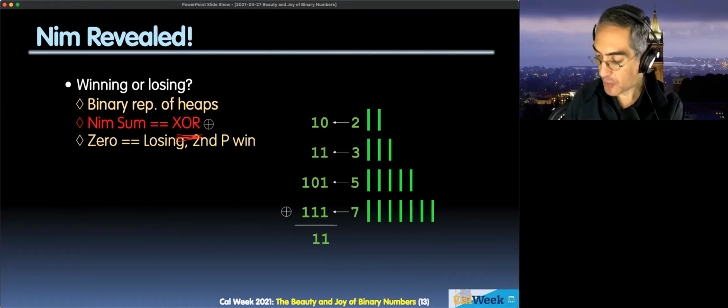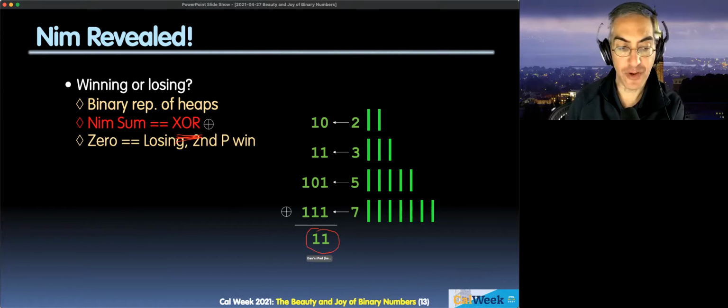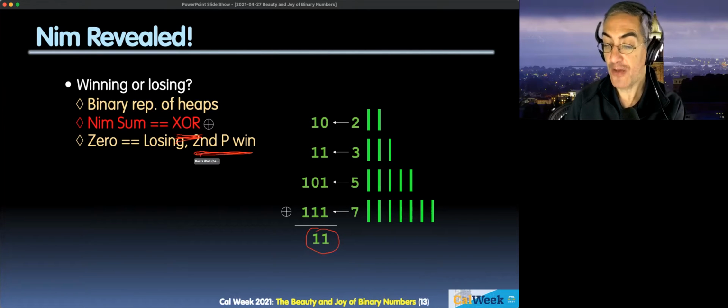You look at this sum. Is this all zeros? If it is, it's a losing position, meaning bad, meaning you want to give it to your opponent. Otherwise known as a second player win. Otherwise, if this is not 0, you should be able to win from this.